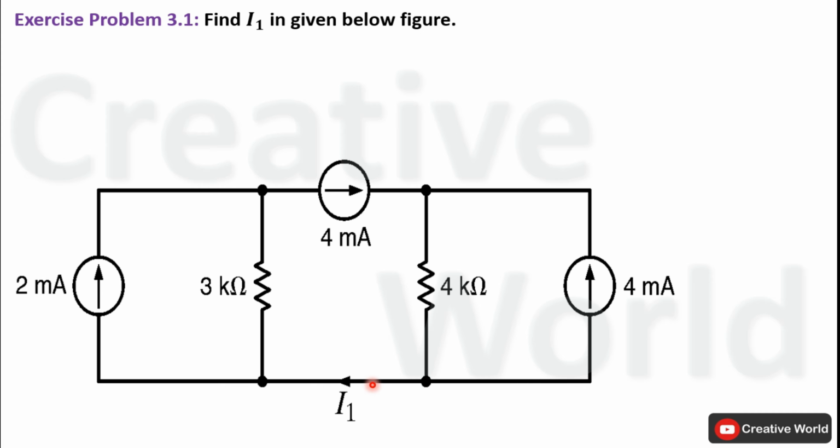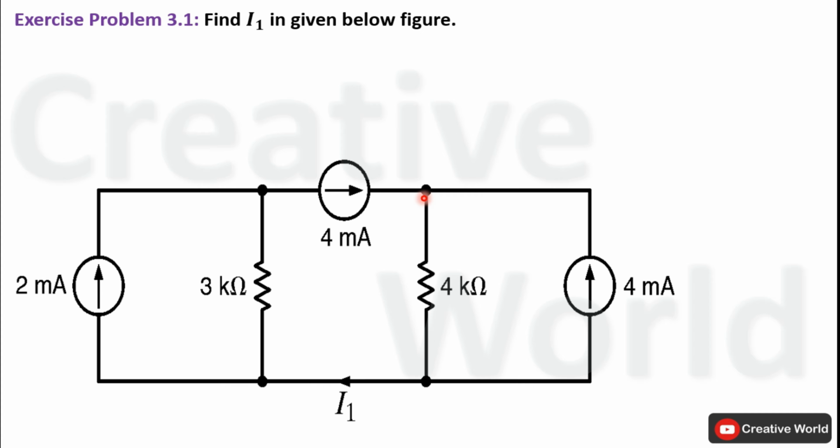In order to find the value of current through this branch, we can apply Kirchhoff's current law on this node. Because we know the value of current through this branch which is leaving from this node, and this current is required to calculate. So if we know the value of current through this branch, we will be able to apply Kirchhoff's current law on this node to calculate the value of I1. And in order to find the value of current through this branch, we will apply Kirchhoff's current law on this node.